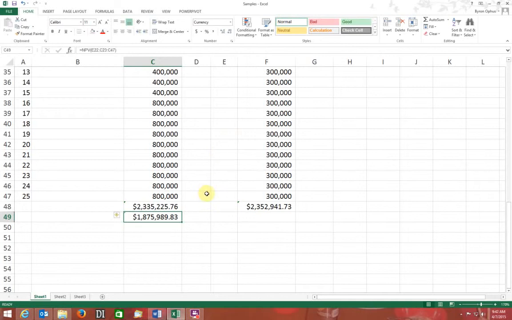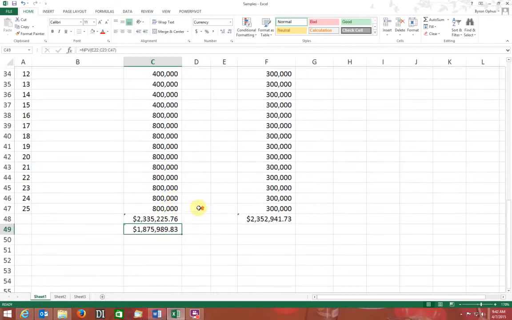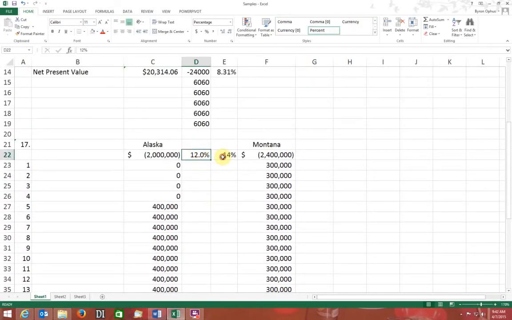Your guys' answers may and probably will end up being different, but that just gives you an idea of what happens when you apply different discount rates, and you do that for different things because projects do take on different risk characteristics. So there you go.